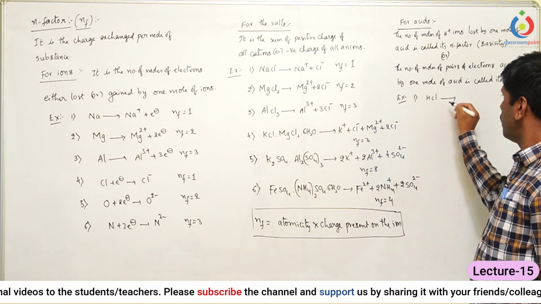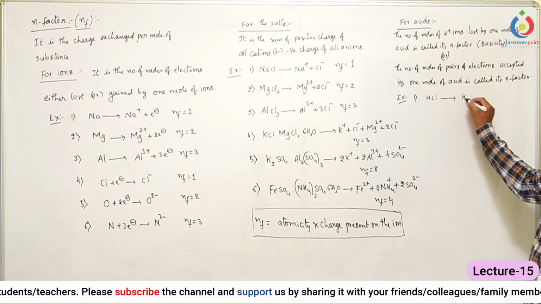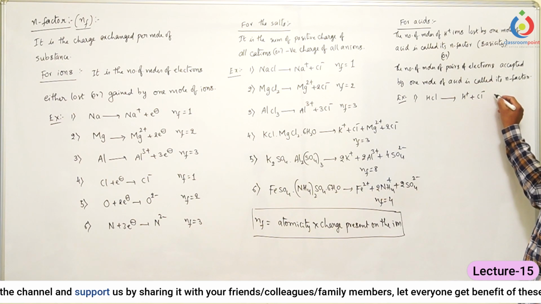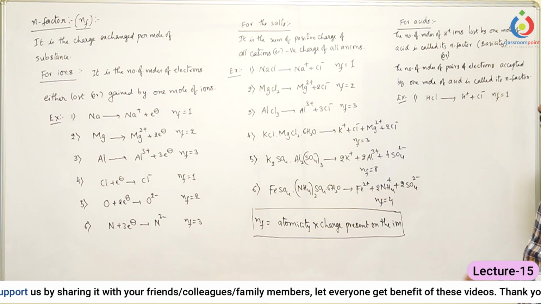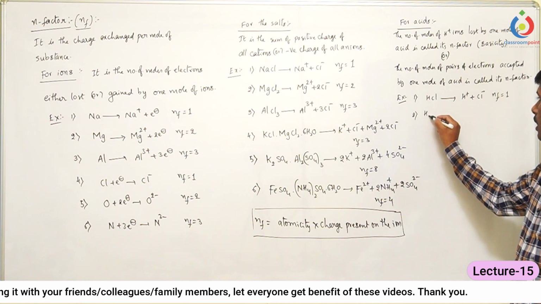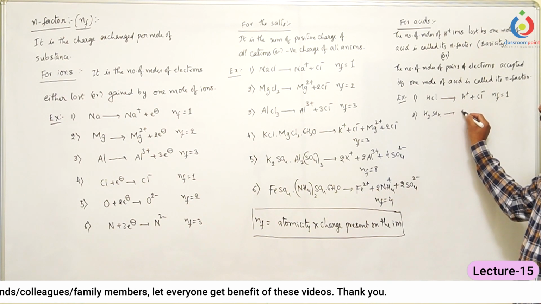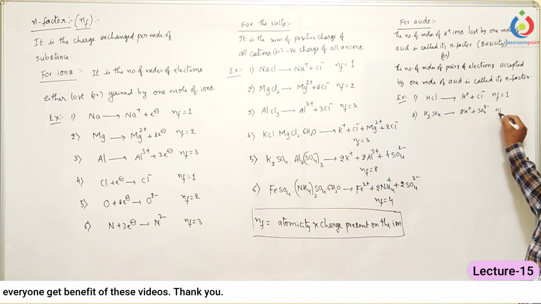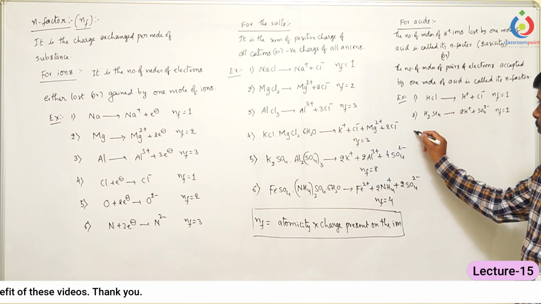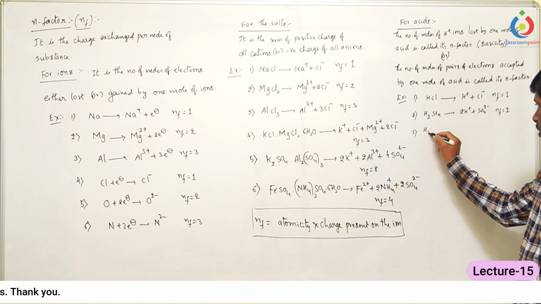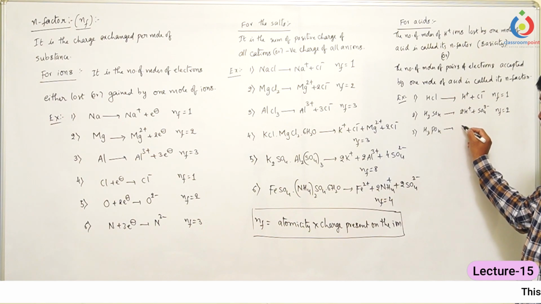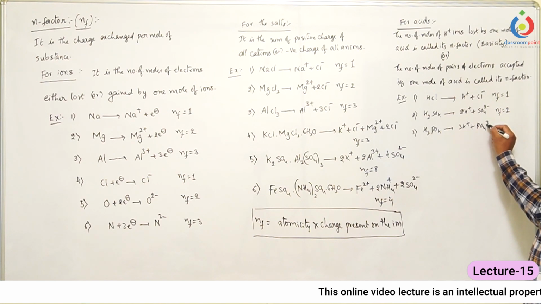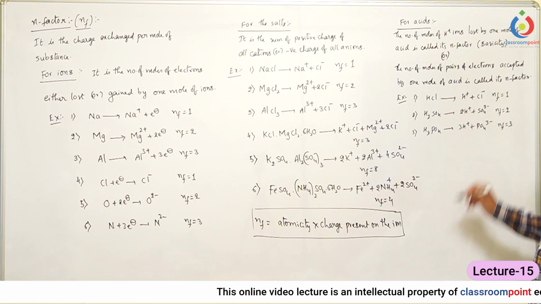HCl dissociates into H plus Cl minus ions. So this is giving only one H plus ion, so that its N factor is equals to 1. And here H2SO4 dissociates to give 2 H plus ions and SO4 2 minus ion, so that N factor is equals to 2. Let us take H3PO4 dissociates to give the 3 H plus ions and PO4 3 minus ion, so that N factor is equals to 3.